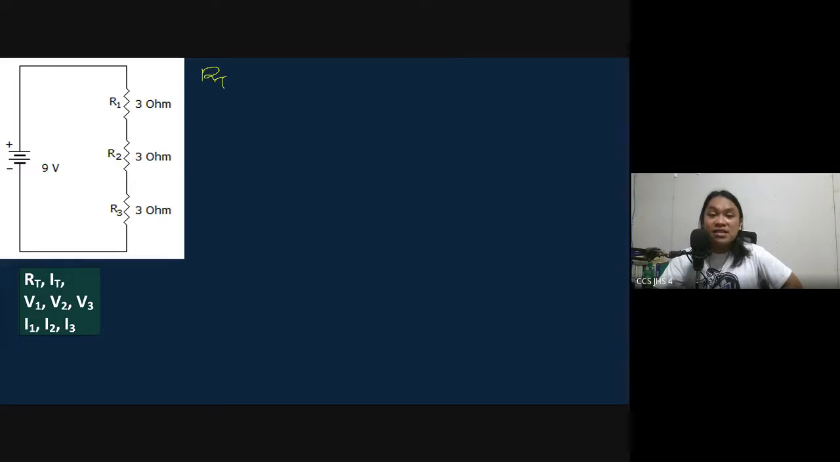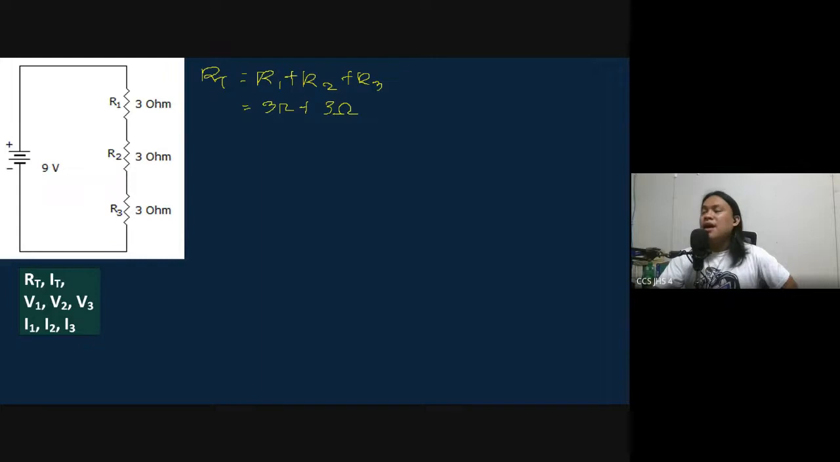Nganong total resistance man? Because since we already have the value of R sub 1, R sub 2, and R sub 3, and again, going back to the condition given by series circuit, to look for the value of total resistance, all we need to do is to add the value of individual resistances. So this will become R sub 1 plus R sub 2 plus R sub 3 is equal to total resistance. Then let's substitute. So this will become 3 ohms plus 3 ohms.